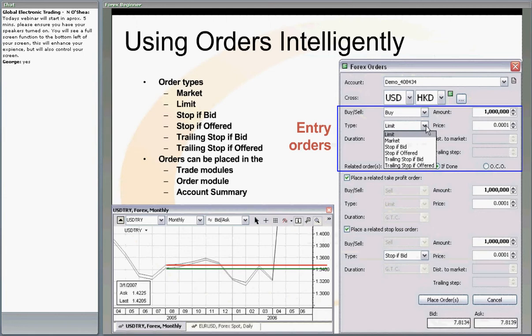Using orders intelligently, this is going to differ with all of you. You're all going to have a different way of trading. We'll be covering some of these in greater detail when we're discussing trading plans this afternoon at 2 o'clock, and you're obviously all welcome to attend that if you wish. Generally what you need to do though is work out what orders are best for you.